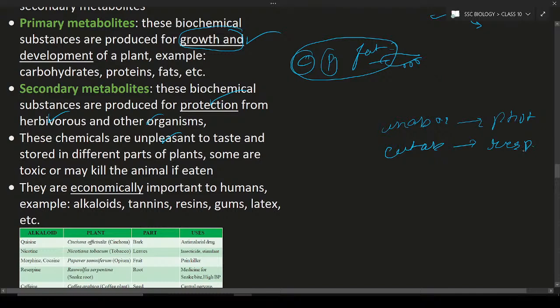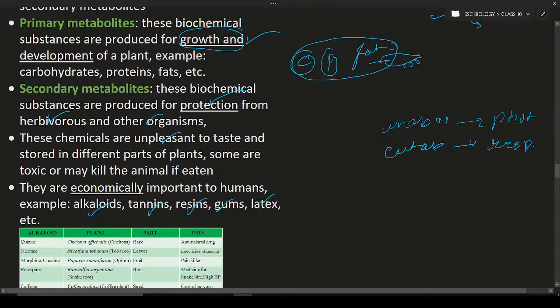Economically means what? For the money purpose, for the commercial purpose. For the commercial purpose, we are using these metabolites. So these secondary metabolites are commercial, economically important for human beings. For the money, we are extracting the secondary metabolites and using them for different functions. Those metabolites are alkaloids, tannins, resins, gums, latex, etc.